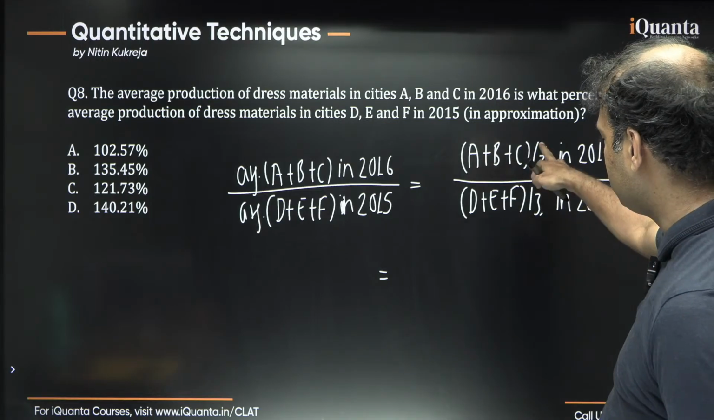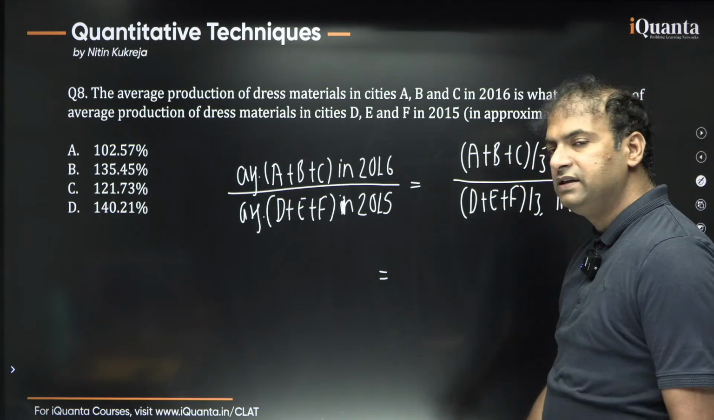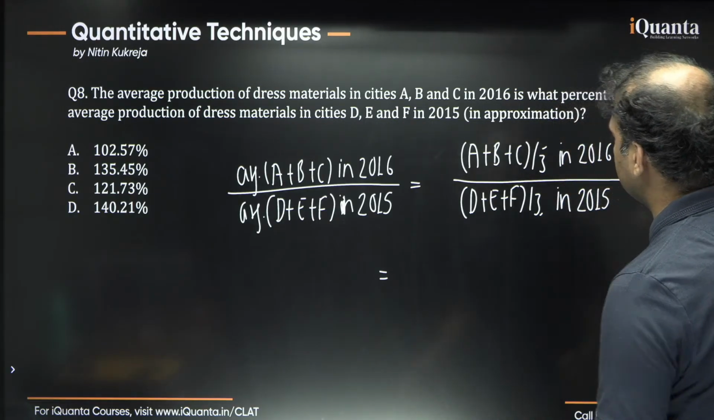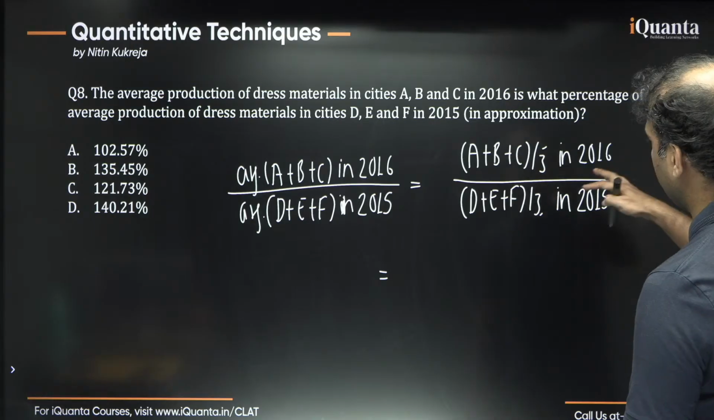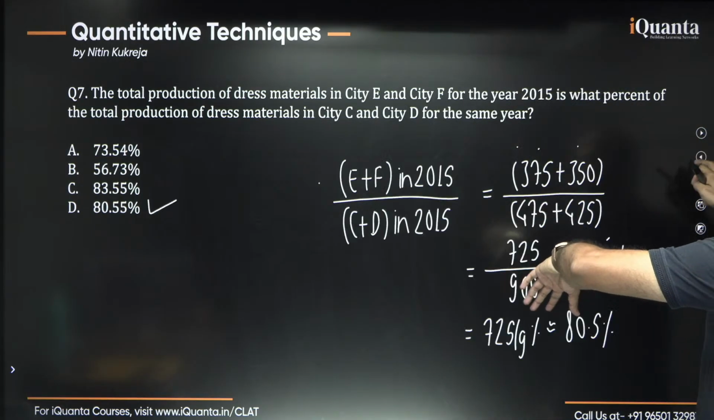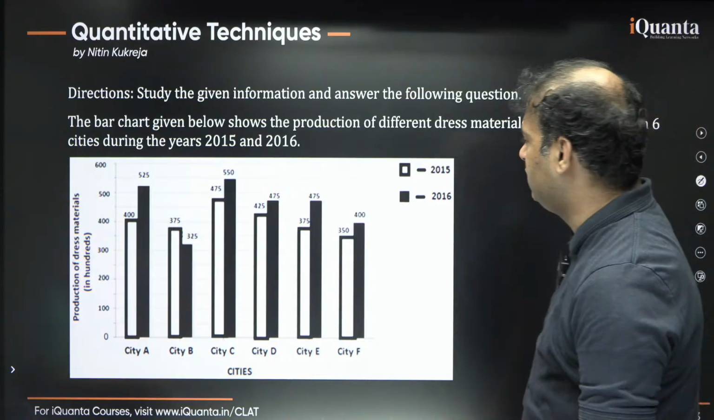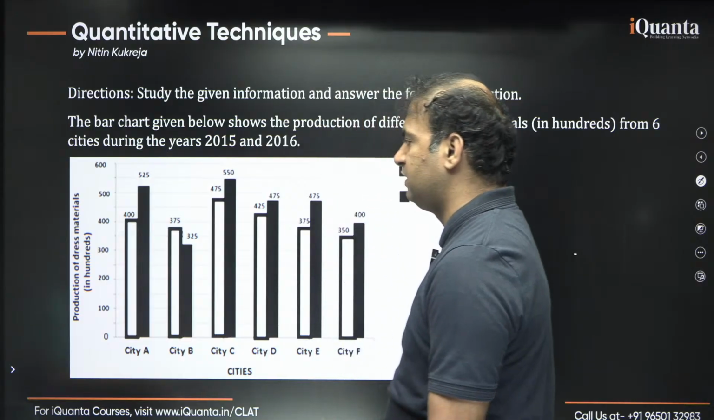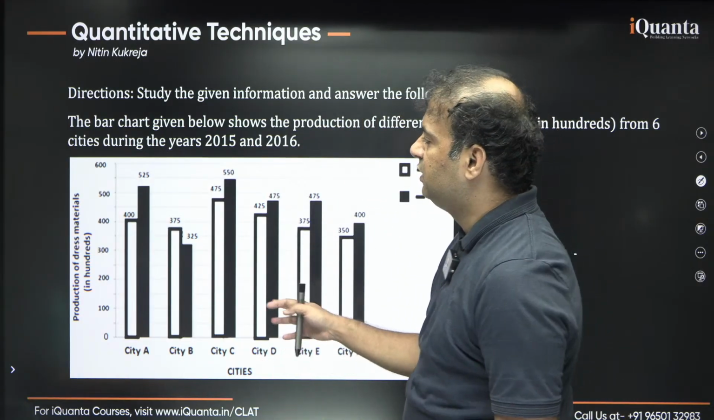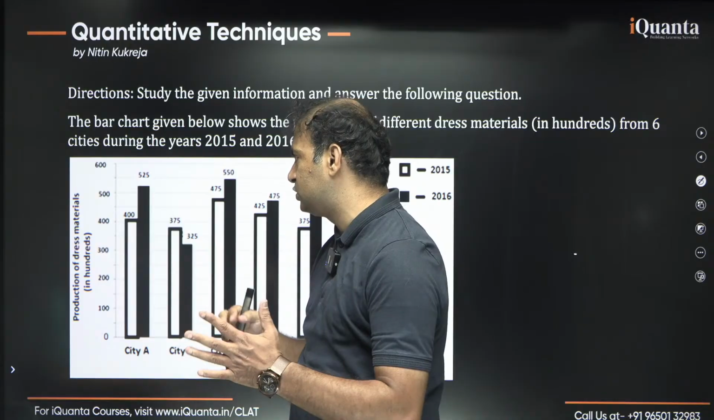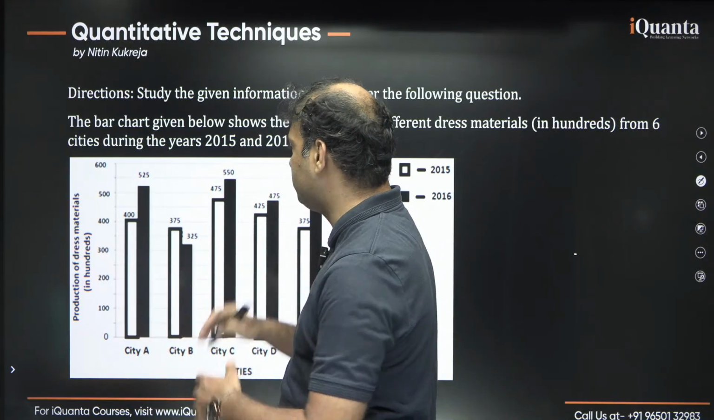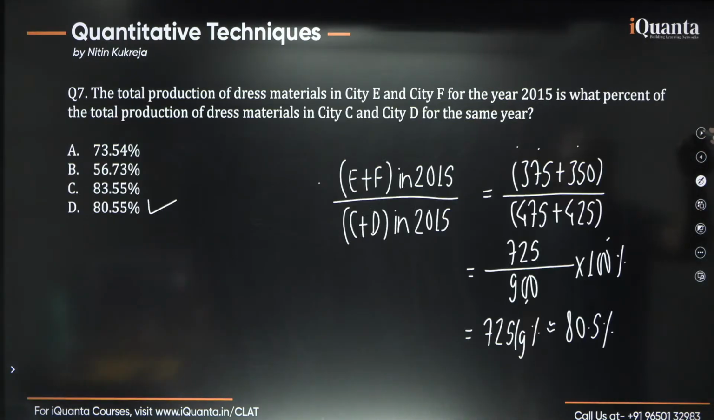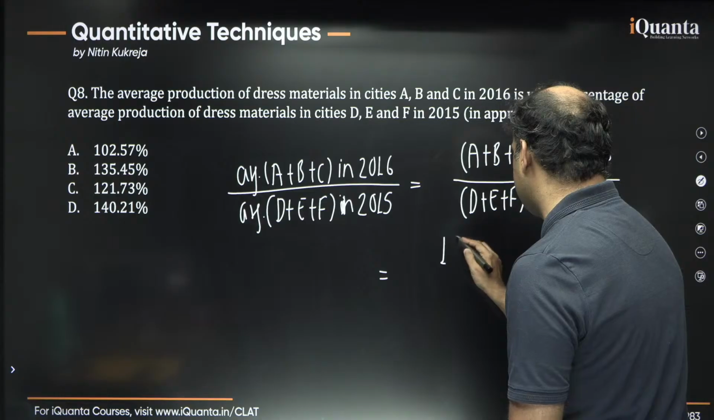How do we do that? Sum of ABC in 2016 divided by the sum of DEF in 2015, and then its percentage. This is the only thing you have to do now. So let's quickly find these values. The sum of ABC in 2016: looking at the bar graph, ABC in 2016 means black color. So 525, 325, 550. Let's find the sum here only. 525 plus 325 is 850. Now 850 plus 550 is 1400. So the sum is 1400 for the numerator part.